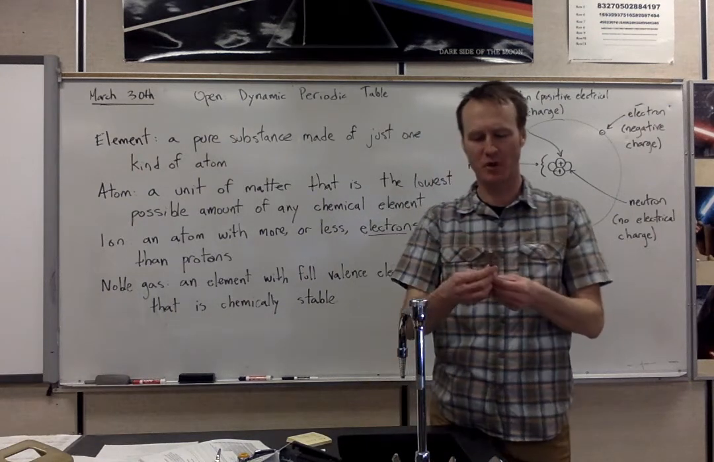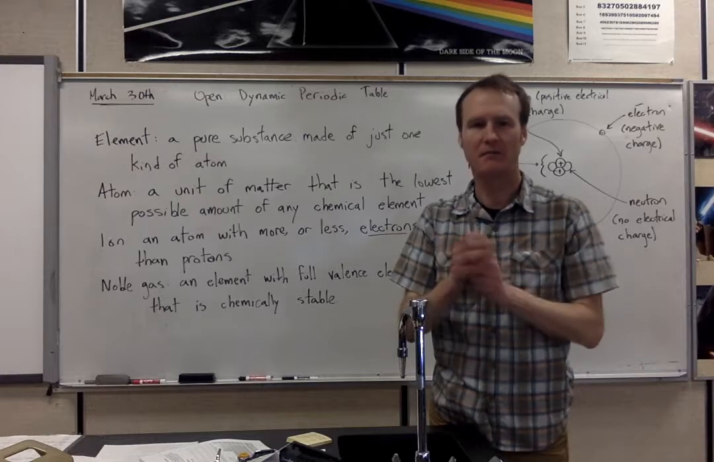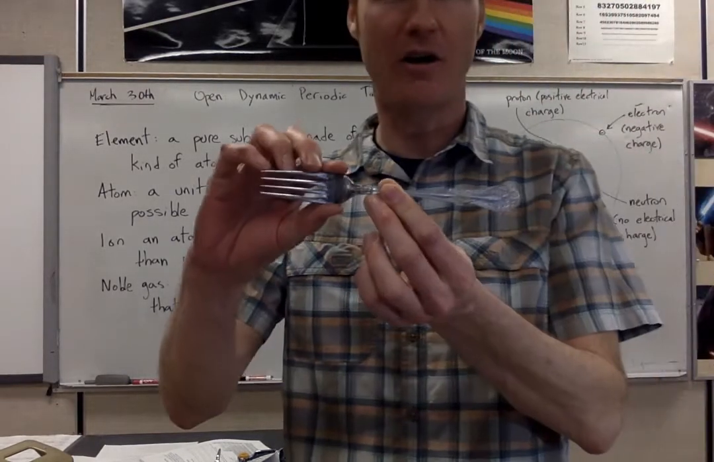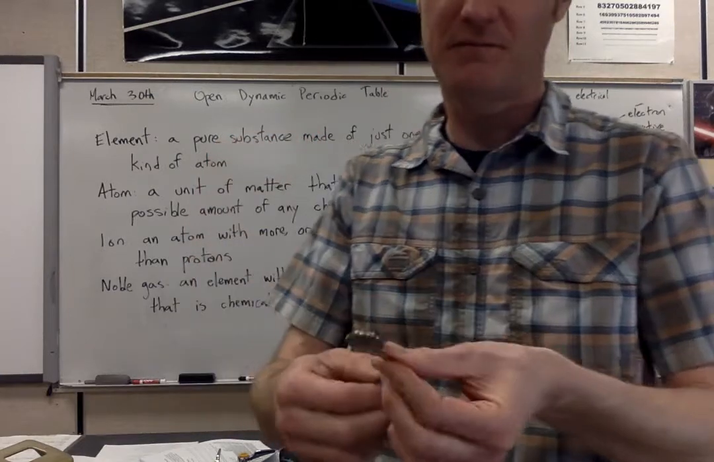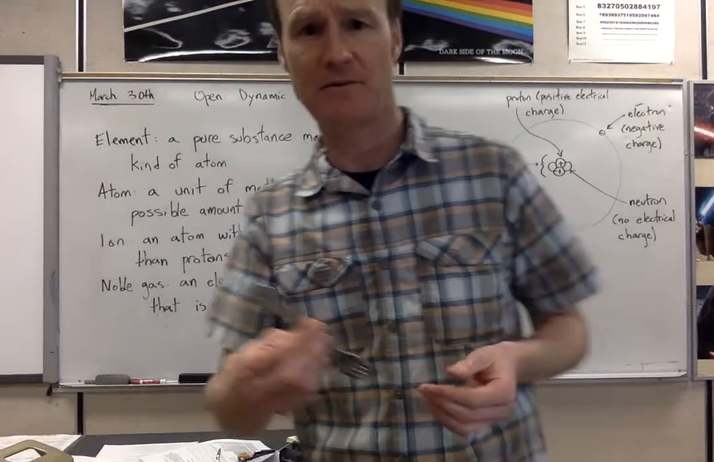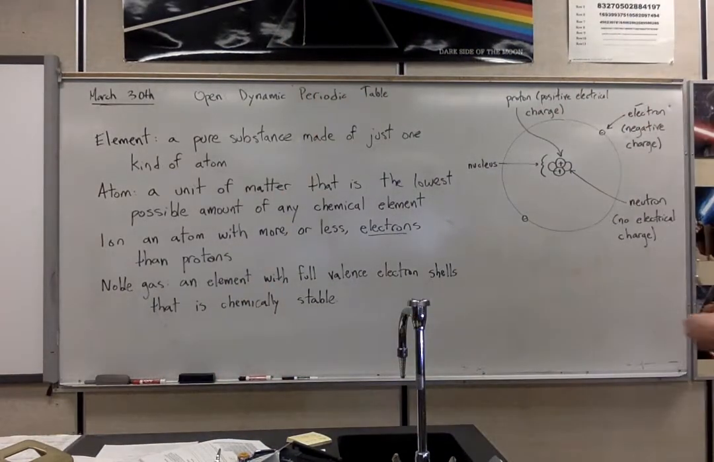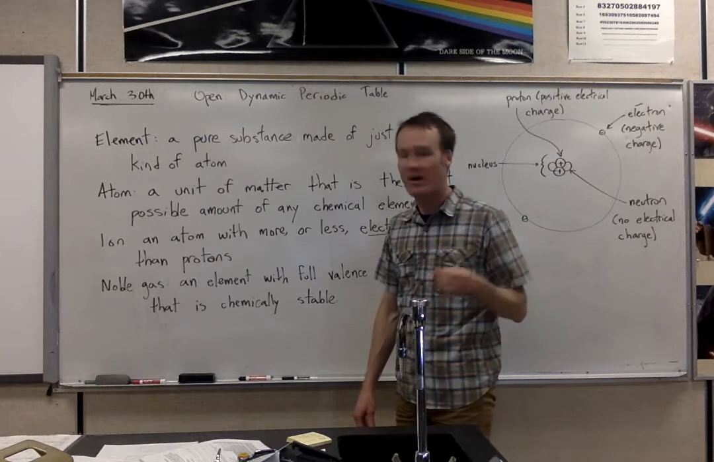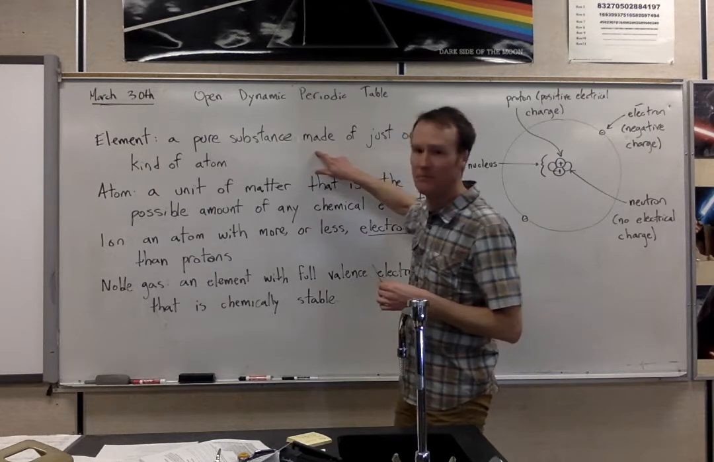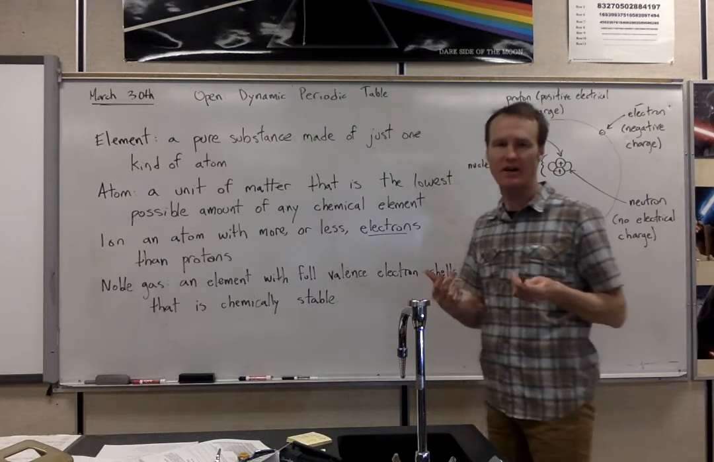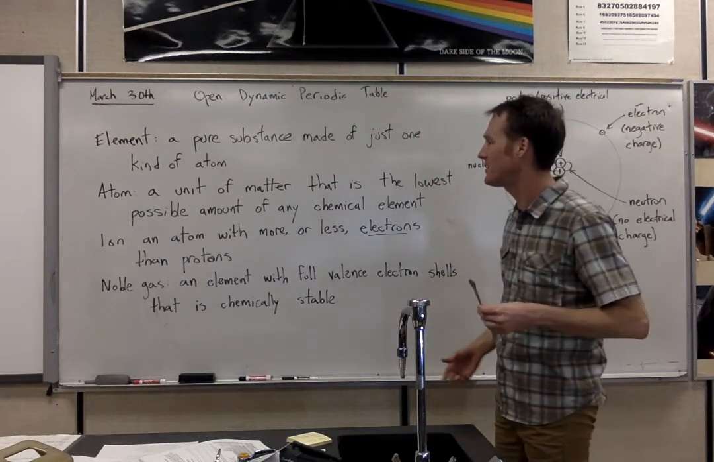So, for example, we look at this fork right here. This fork is mostly made out of the element iron. In reality, it's a mixture of a number of different elements, otherwise it would just rust if it was only iron. But if it was pure iron, it would just be one kind of atom. It is a pure substance that is made of one kind of atom. In this case, you've got the iron atom.